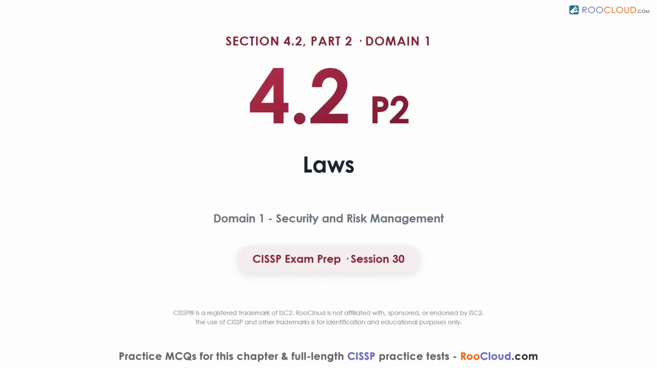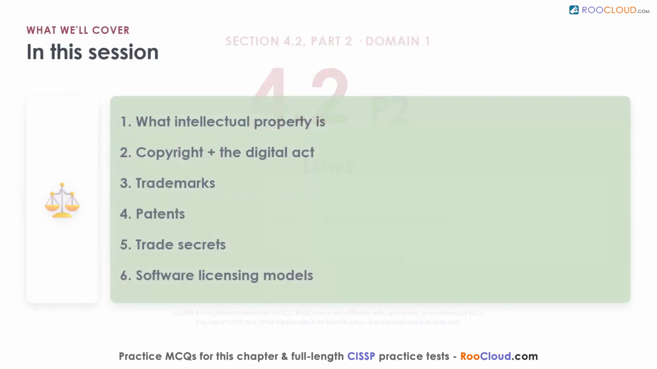Welcome to Section 4.2, Part 2. This is the 30th session of the CISSP Exam Prep series. This part turns from computer crime toward the laws that protect ideas and creative work. In this session, we'll cover the 4 pillars of intellectual property and how software fits among them.